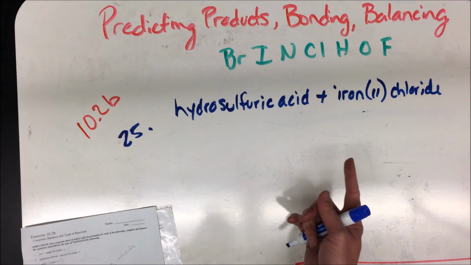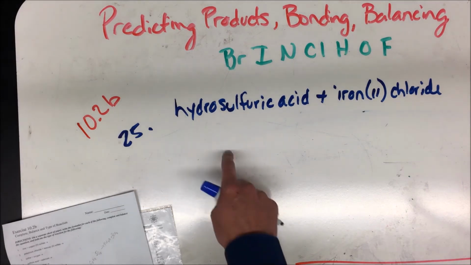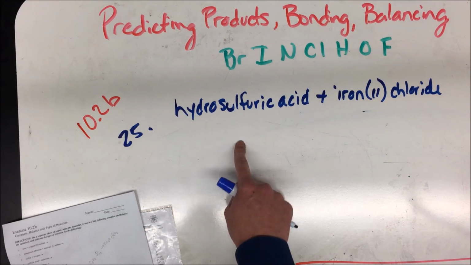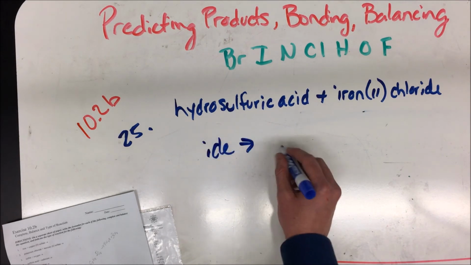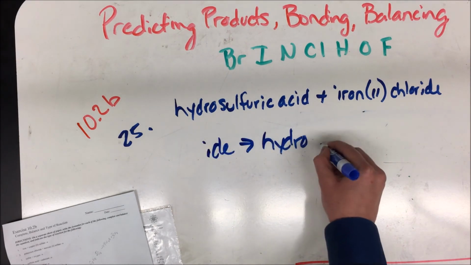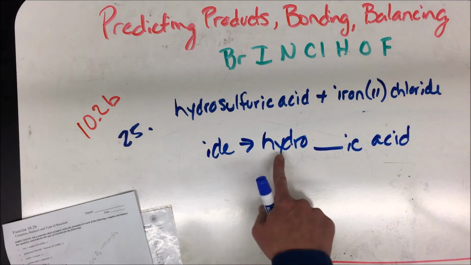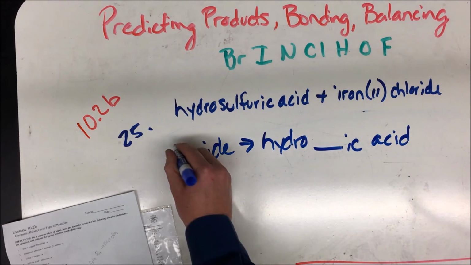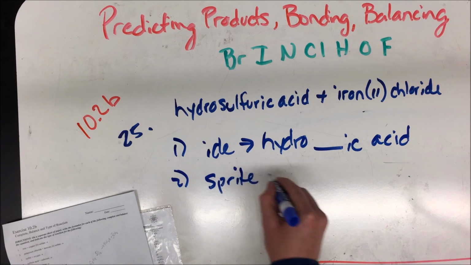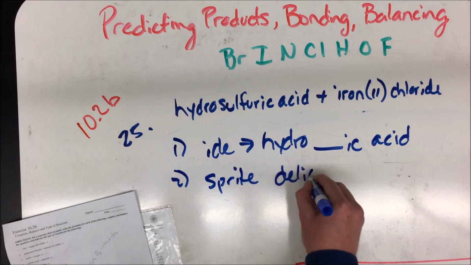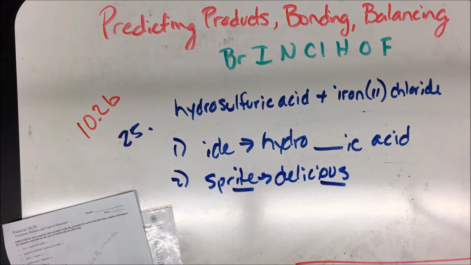And if you have your common ion chart, look at the bottom of your common ion chart. It's actually there for you. One of my students told me a long time ago, my ride has hydraulics. That means IDE turns into hydro-blank-ic acid. I thought my ride has hydraulics, that's a great way to remember it. Everyone uses the Sprite is delicious. That means ITE turns into OUS.